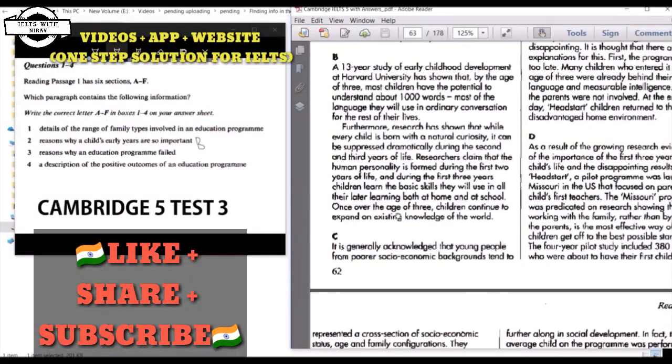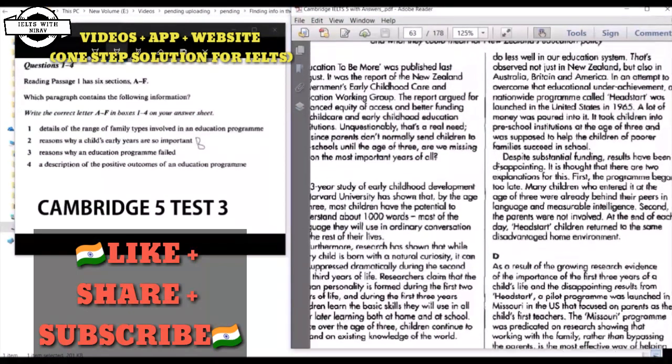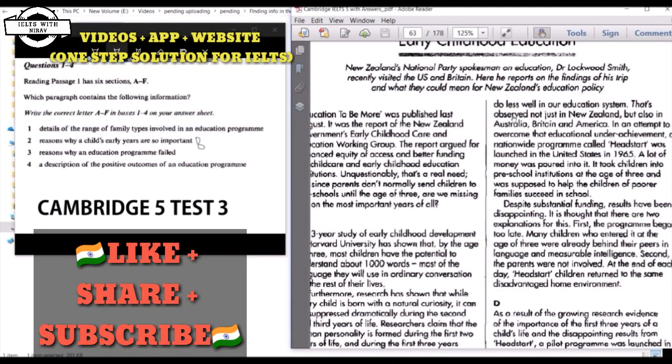So here is paragraph C. It is generally acknowledged that young people from poor socio-economic backgrounds tend to do less well in our education system. That's observed not just in New Zealand but also in Australia, Britain and America. In an attempt to overcome that educational underachievement, a nationwide program called Head Start was launched. So some educational program, right? So this too could be your answer for this paragraph.